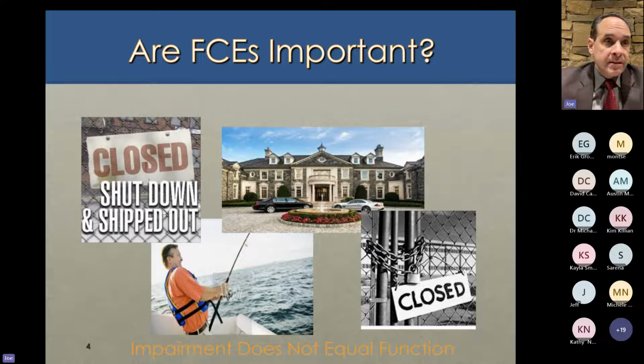So if you have a finger amputation, you might have the same impairment with a piano player versus an attorney, but the functional implications are much bigger for the piano player, or we'll say a machinist. So really the only thing out there that's going to determine the person's ability to functionally work is an FCE.